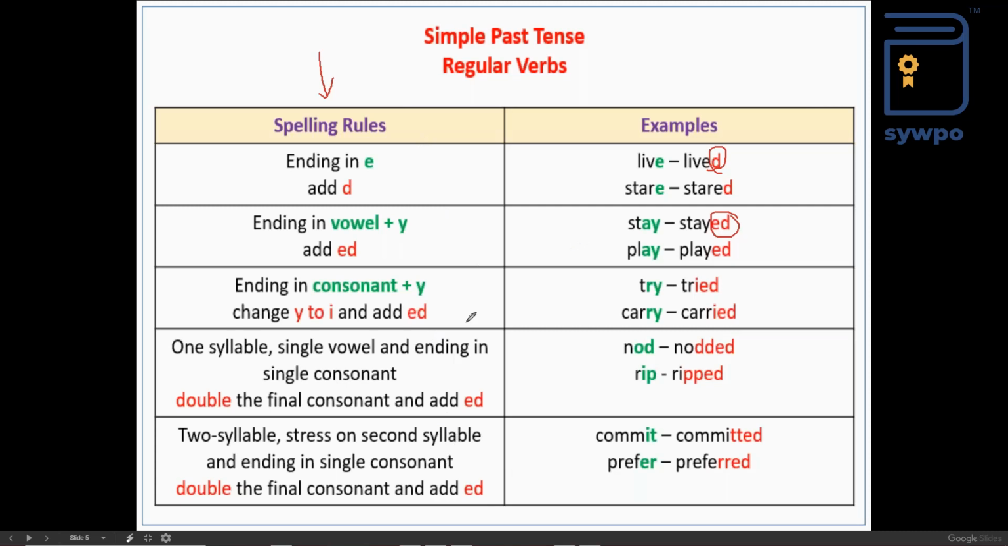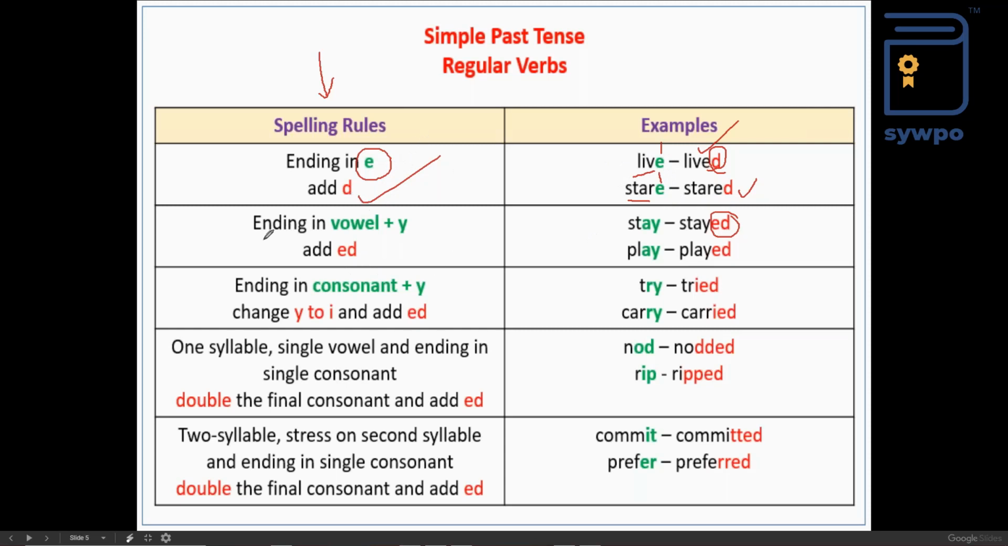And there are some rules to follow when you make the regular verbs. So here are the rules. Number one, if you see a word that has E at the end, then you add just D. So you see live, you have E at the end. Stare, you have E at the end. So what you do, you make it past with the help of D. Live, lived. Stare, stared. So you added just D and it became the past form of the verb. That's because the word has E at the end. Words ending in E will take D.